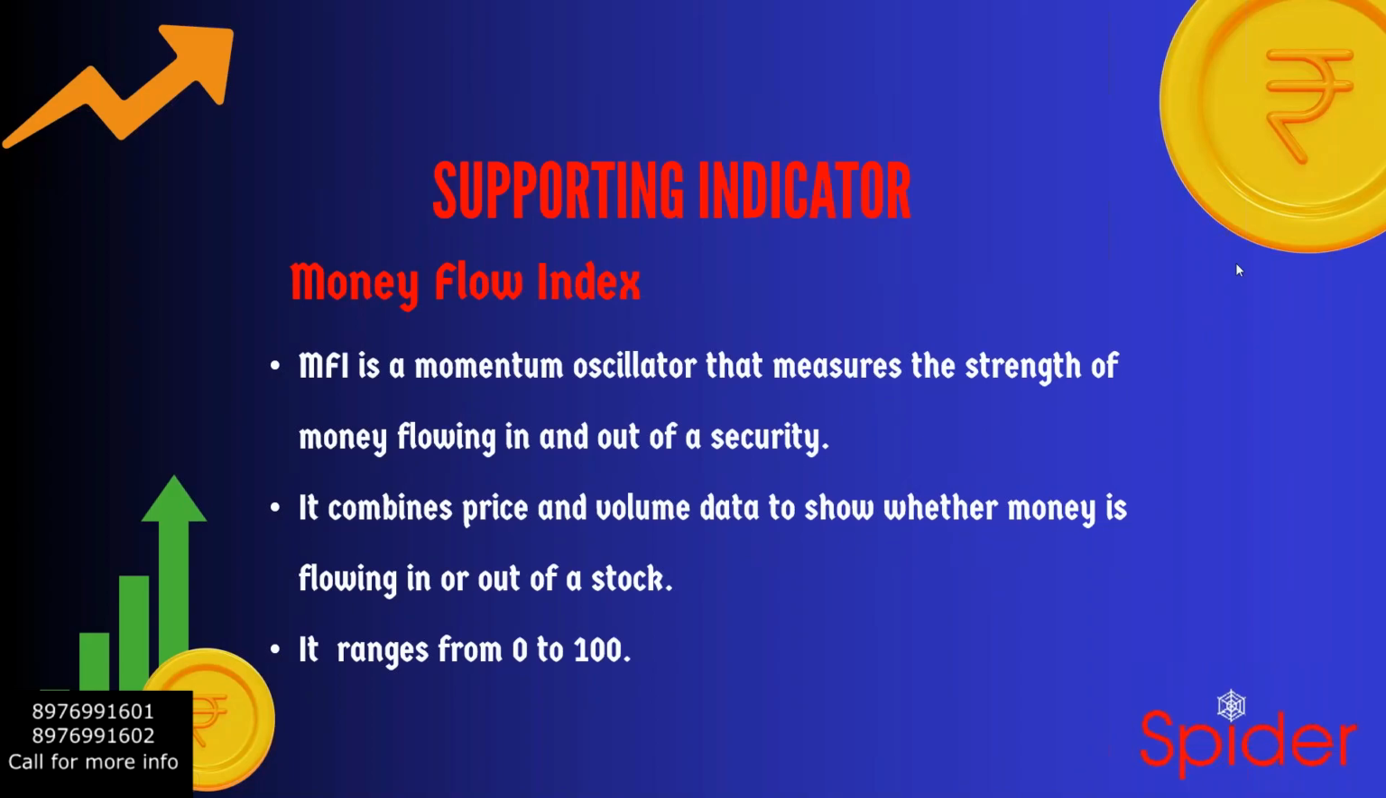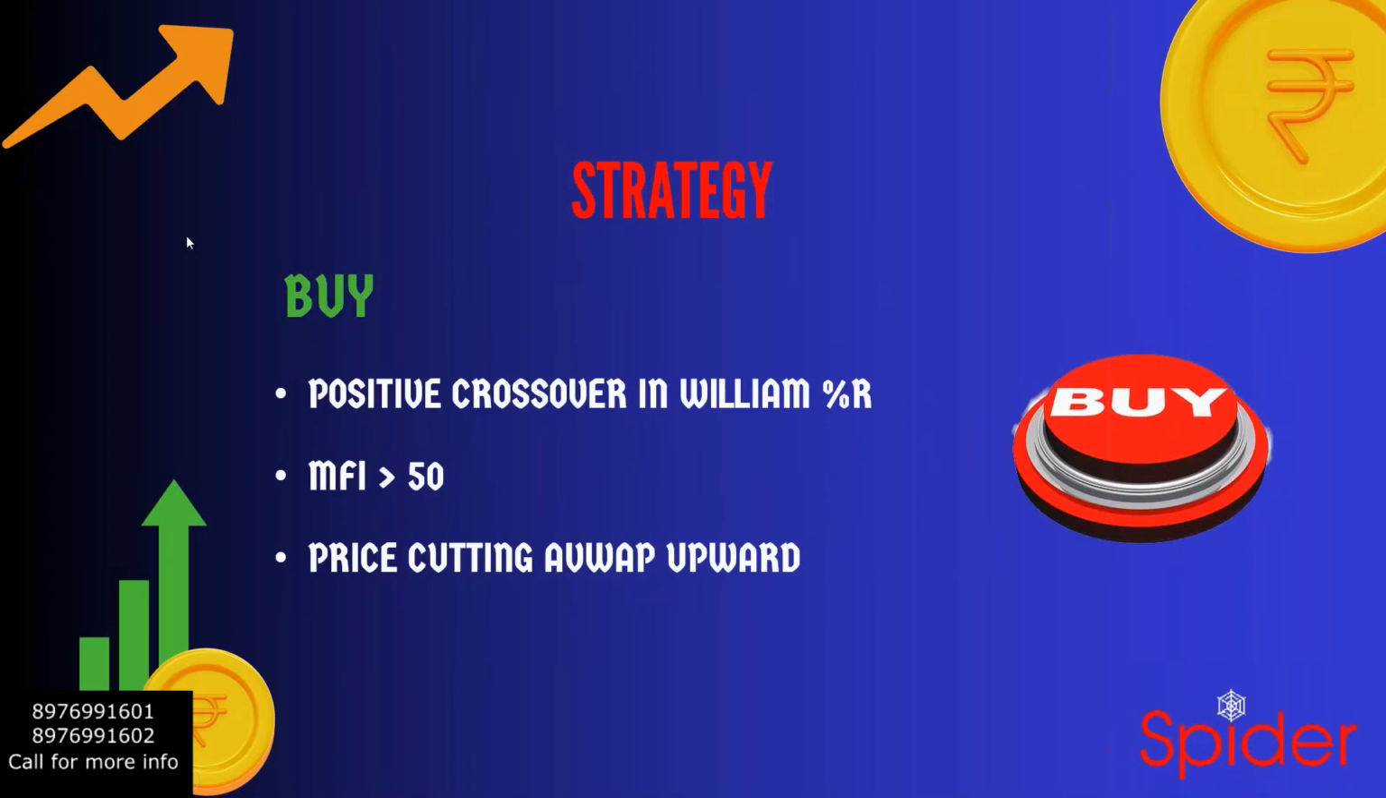Okay, then if we discuss the other conditions, when will you buy into intraday stocks? You will buy only when there is a positive crossover in Williams %R. Your MFI should be greater than 50, like the momentum should be above 50, and then price should cut the anchored VWAP upward. So these are the three conditions that we are looking for in a stock to buy on an intraday basis: a positive crossover in Williams %R, MFI greater than 50, and price cutting the anchored VWAP upward.